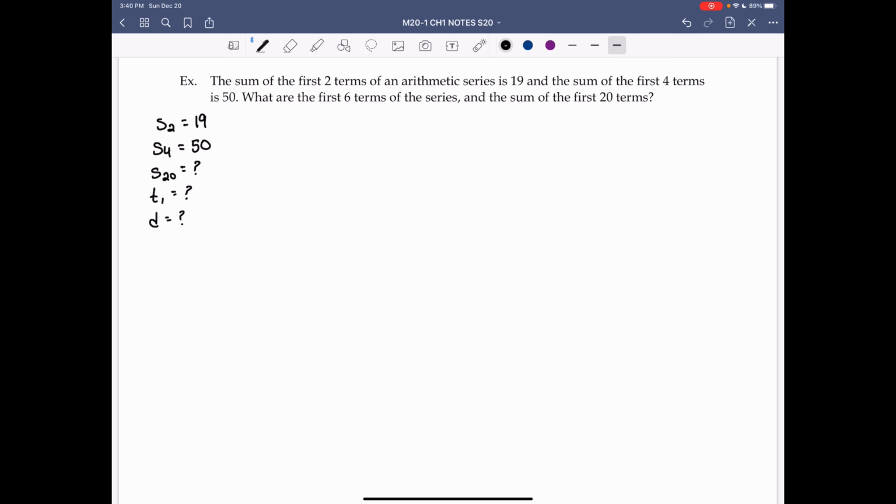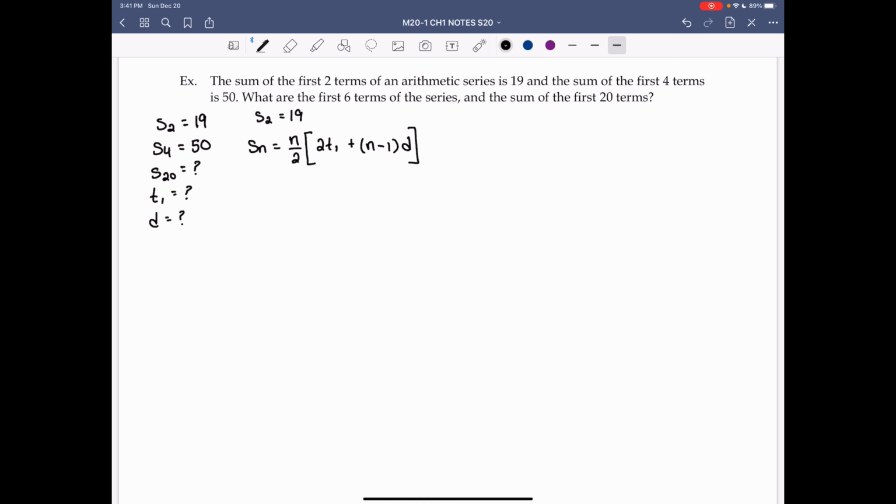Let's write the formula for S2 equals 19. I want to find T1 and D, so I'm going to use the formula for sum of terms that has T1 and D in it, which is the longer one. So Sn equals n divided by 2 times 2T1 plus n minus 1 times D. Then I can plug in what I know.